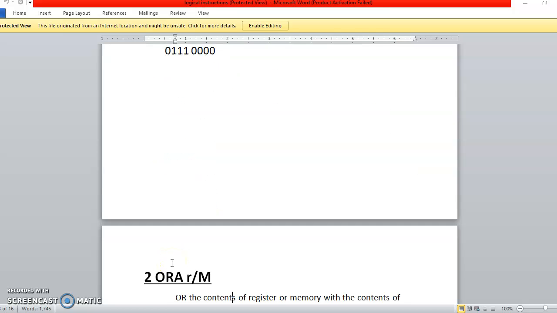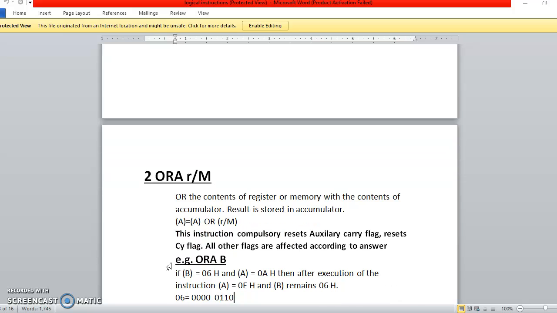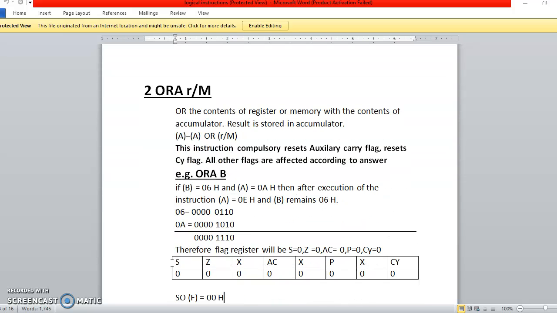Now this is regarding your AND instruction. Similarly, when I have the OR operation, we have ORA, correct? Instead of ANA you have ORA, that is OR the contents of the register or the memory with the accumulator. Now you know what the OR gate output is. When both the inputs are 1 or one of the inputs is 1, the output is 1 in the case of the OR gate. So the same logic we will be using for this particular instruction.